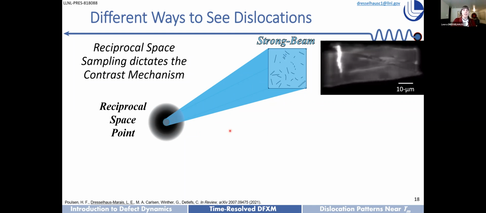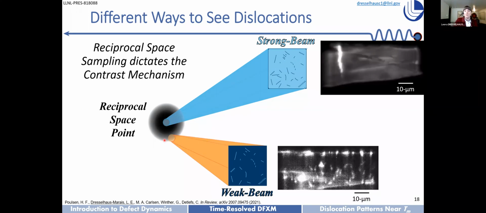But if we wanted instead to be able to zoom in specifically on only the dislocations, we could instead look at the edges of this peak in reciprocal space. This is called the weak beam condition. And now we can start to get a movie that looks something like this, where the little bright blobs correspond to the anomalous scatter from the edges of the Bragg peak that are only in the scattering condition because of the large deformation content surrounding the dislocation cores.